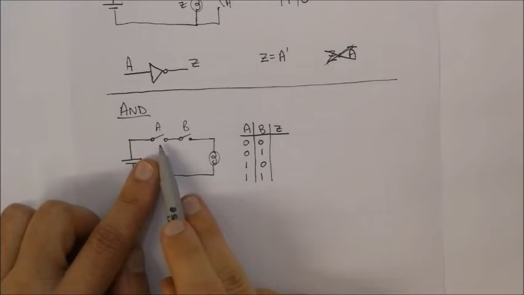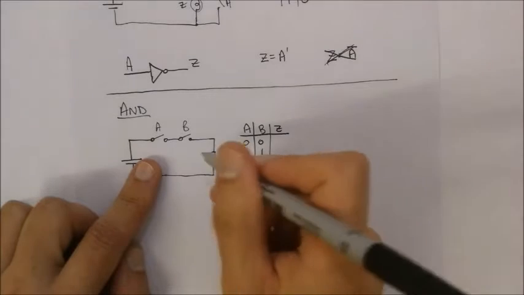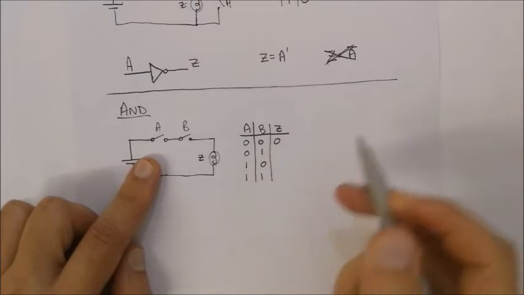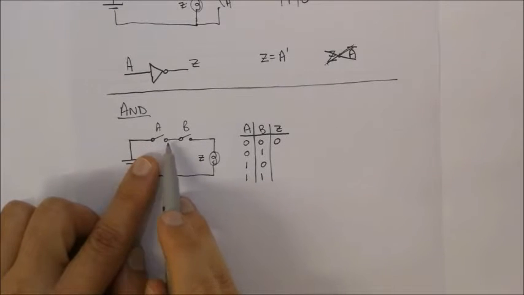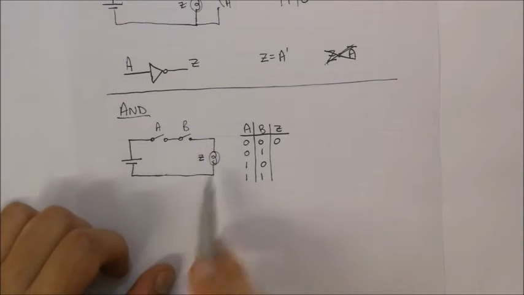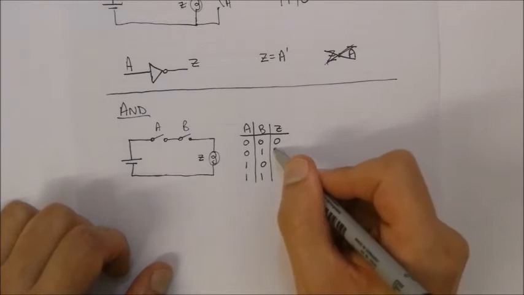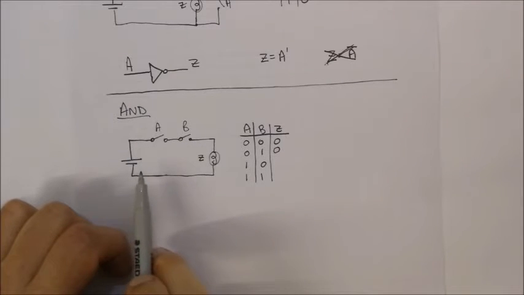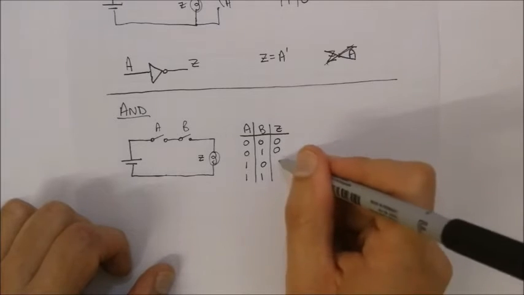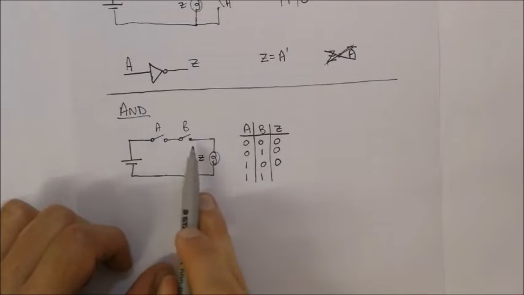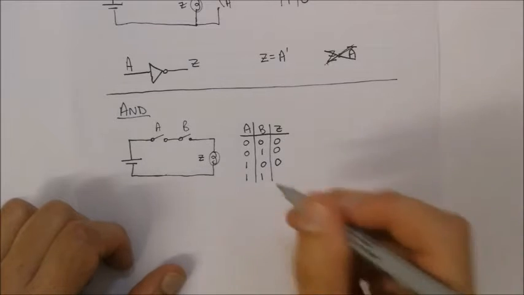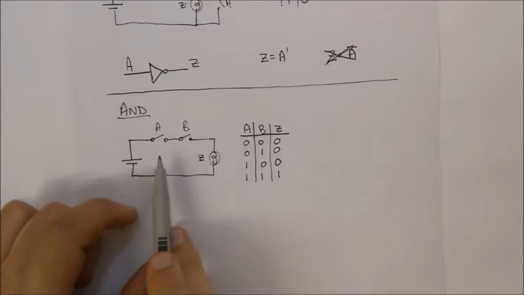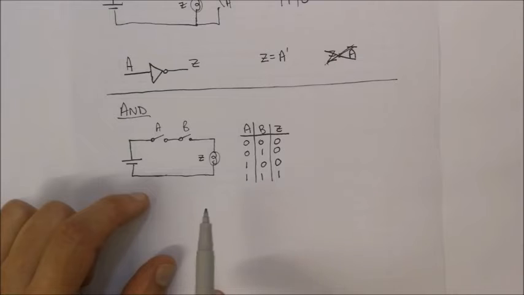If switch A is not activated and switch B is not activated, will this light bulb Z go on? No, it won't. If switch A is not activated but switch B is activated, will this light bulb go on? No, it won't. If A is activated and switched on but B is not, will the light bulb go on? No, it won't. If both switches are activated, will the light bulb go on? Yes, it will. Okay, so it's only when both inputs, or all the inputs, are equal to 1 that it will be giving an output of 1.